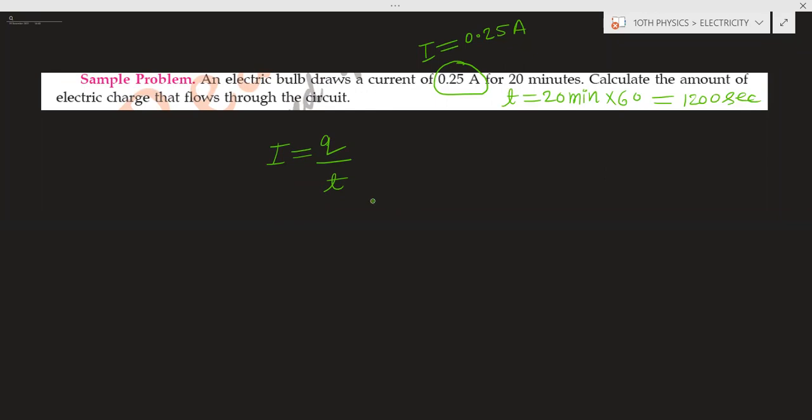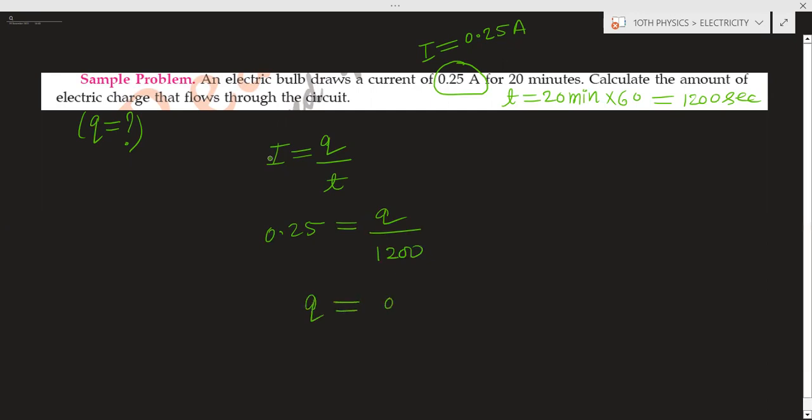They are asking us to calculate the amount of electric charge, which means they are asking for the value of Q. So I is equal to Q upon T, and we will use this formula. Current is 0.25 ampere, the charge we want to find, and the time is 1200 seconds.